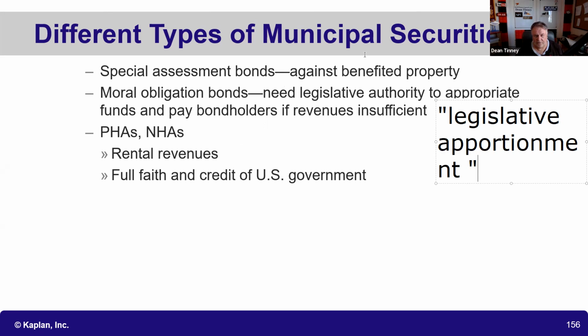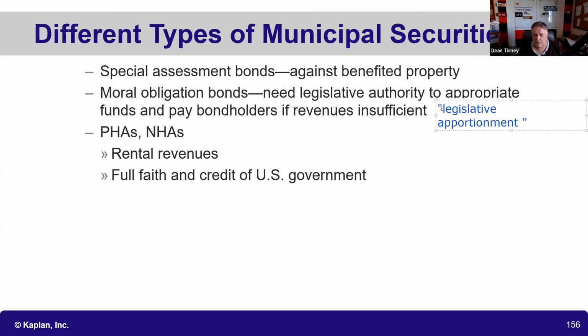And if you get this as a test question, the whole process I just brought up there is called legislative apportionment. So that's a term associated with moral obligation bonds. So they'll say what term is associated with moral obligation bonds, and you would say legislative apportionment.